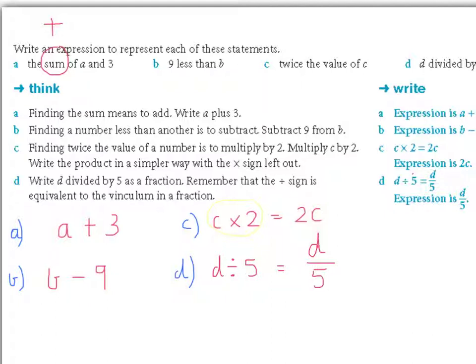So one thing to write in your notes for you to remember is that in algebra we never use the multiplication sign or the division sign. We either squish them together if it's multiplying or change them into a fraction if it's division.